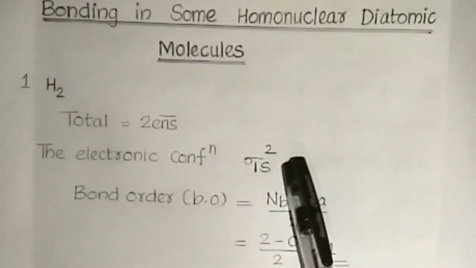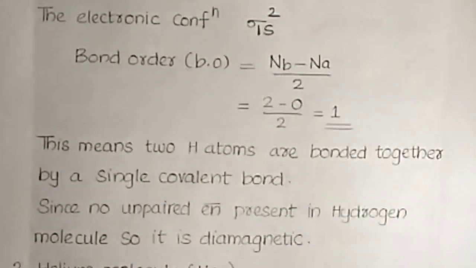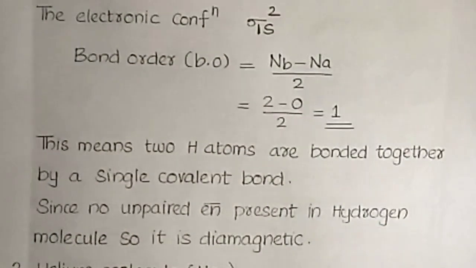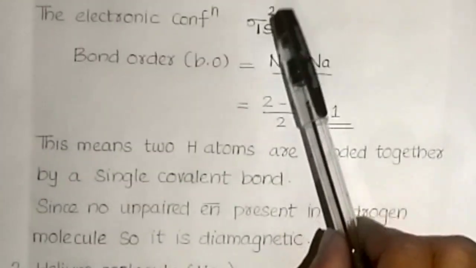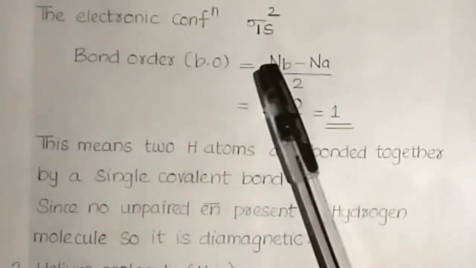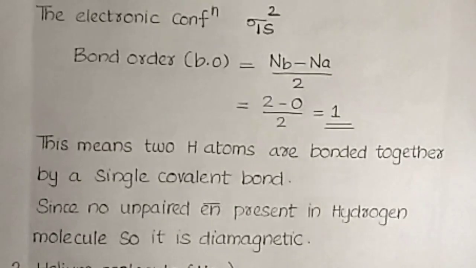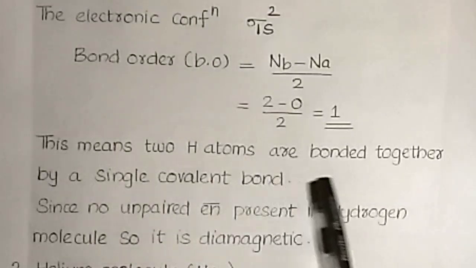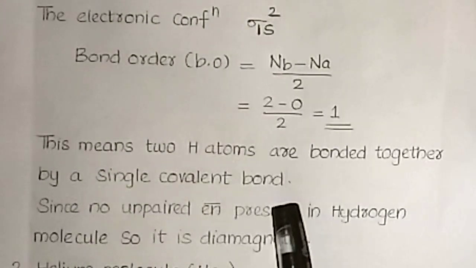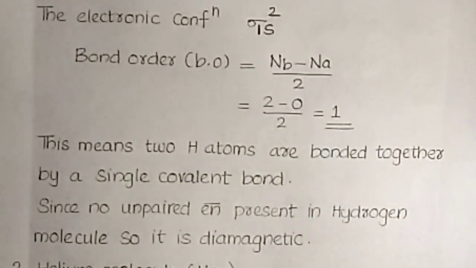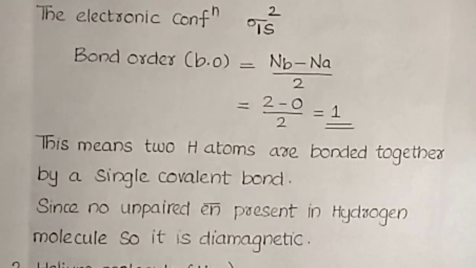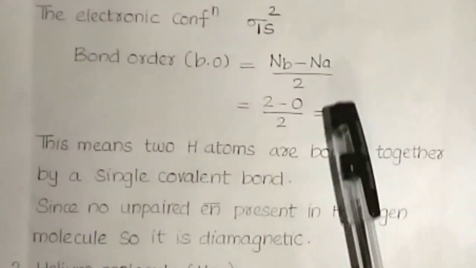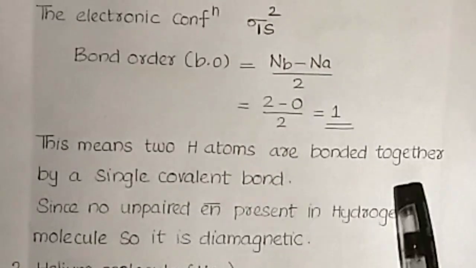Here there is no star, so only the bonding molecular orbital has electrons, which are 2. So 2 minus 0, there is no anti-bonding electron, divided by 2, which is equal to 1. This means 2 hydrogen atoms are bonded together by a single covalent bond. Bond order is defined, as you previously studied, as the number of bonds present between atoms in a molecule. So here bond order 1 means a single bond is present between the hydrogen atoms.